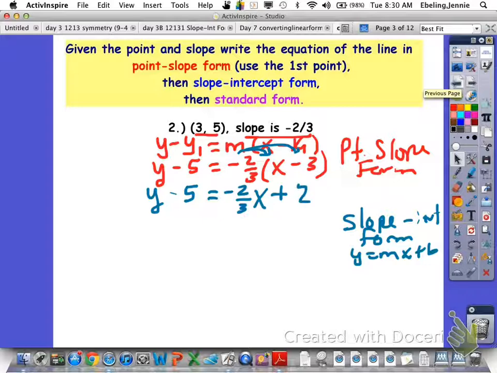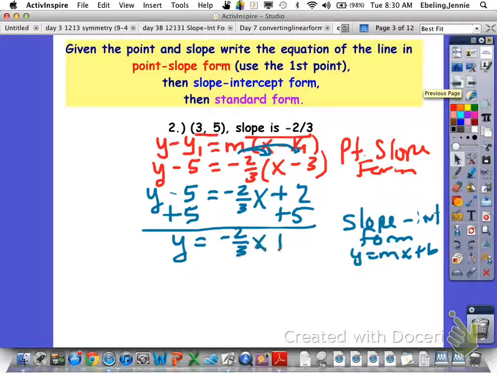Okay, not quite slope-intercept form because I have to get rid of this minus 5. By adding 5, I need to get this y by itself. So y equals negative 2/3 x plus 7. Now I have my slope-intercept form. The last form that we want to put it in is standard form. And standard form is that ax plus by equals c.